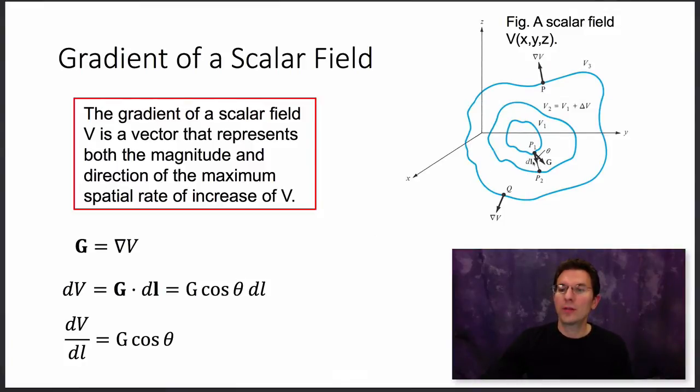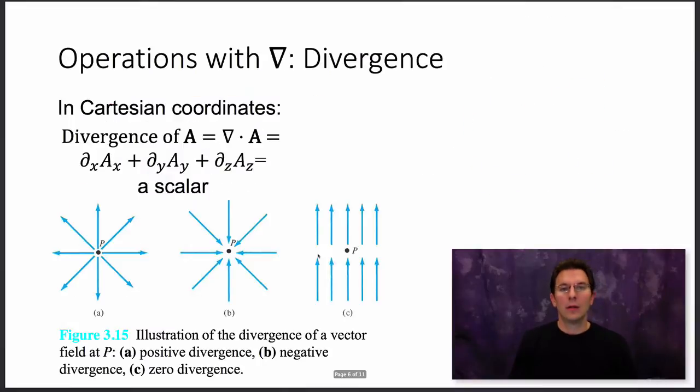So when this angle goes to 0, in other words, when you are marching along, or walking directly along, the direction of the gradient, the rate of change here, dv by dl, is maximized. So that's how you understand that the gradient is telling you the direction of the maximum increase of the scalar field at a particular point. Well, it turns out we can also cook up some operators using the gradient to operate on vectors as well.